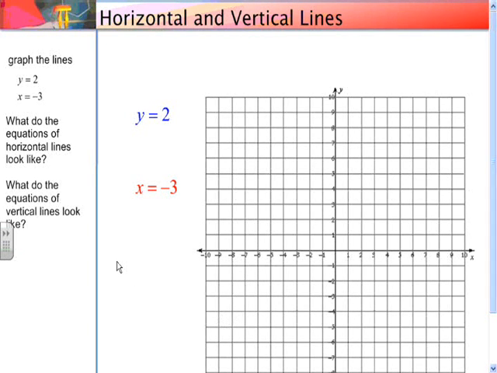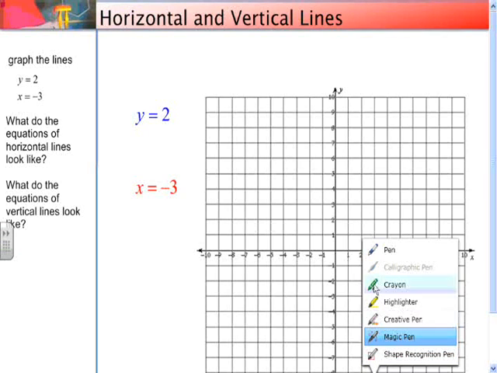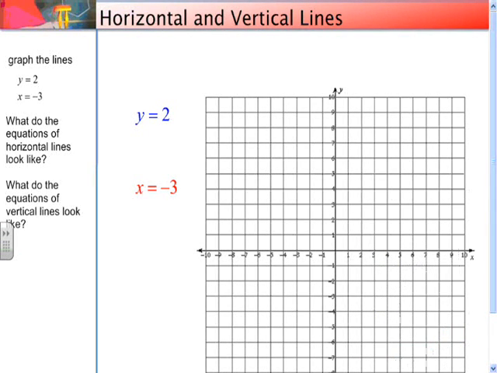I just wanted to review a couple things about horizontal and vertical lines. Horizontal lines and vertical lines are actually really easy to draw, but they get confusing because they're not in the standard form of y equals mx plus b. So what you have to remember is that when you have just y equals or x equals, that's going to be either a horizontal or a vertical line. So how do you tell which is which? Well, if you have something in the form of y equals 2, like this first equation, that means that the y coordinate is 2 everywhere.